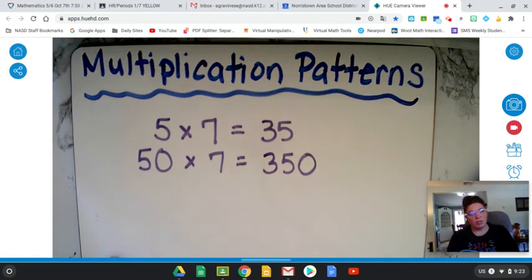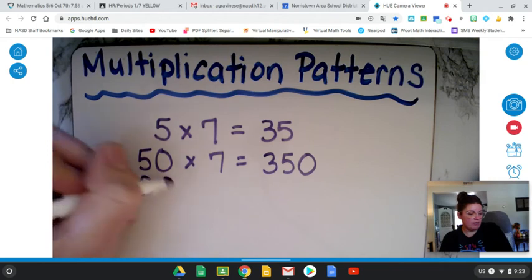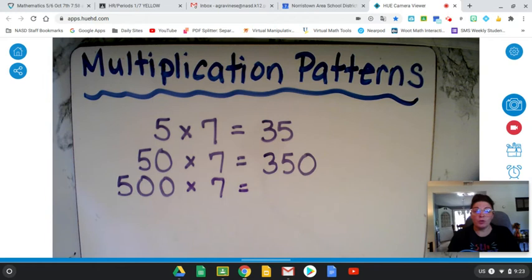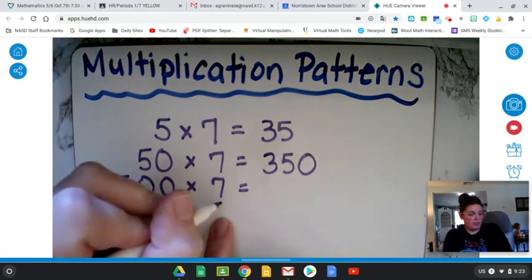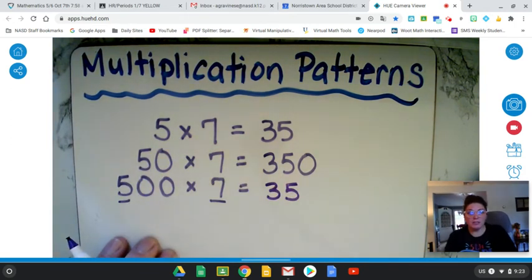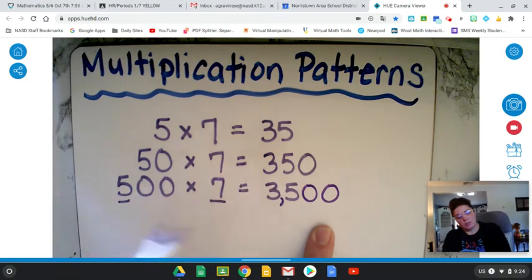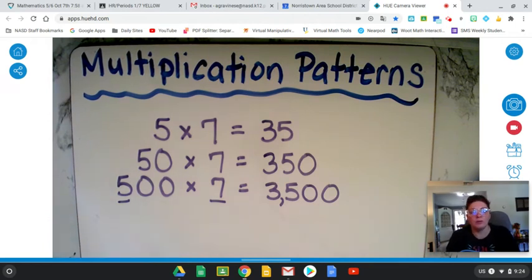All right, let's try another one. What if I take 50 and make it 500 times 7? Well, I can work with that same basic fact. I can still take my 5 times 7 fact, which is 35, and this time I annex these two zeros here into my product, making the answer 3,500. And I can continue on and on.